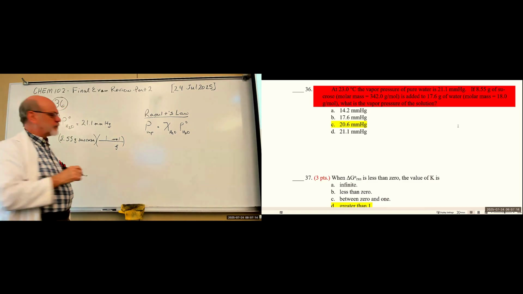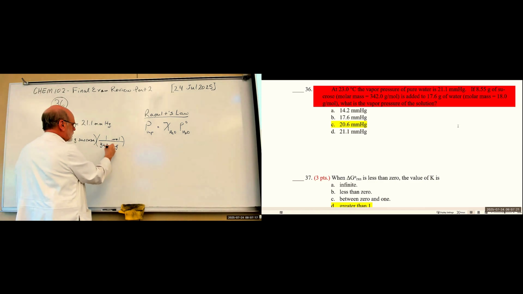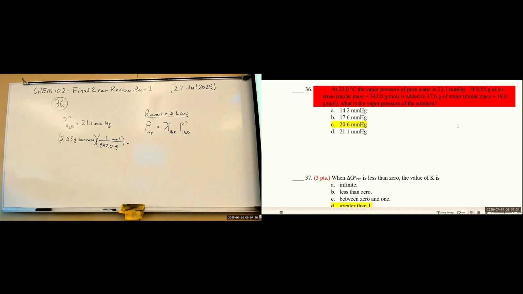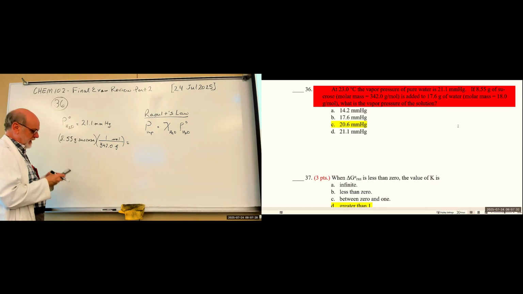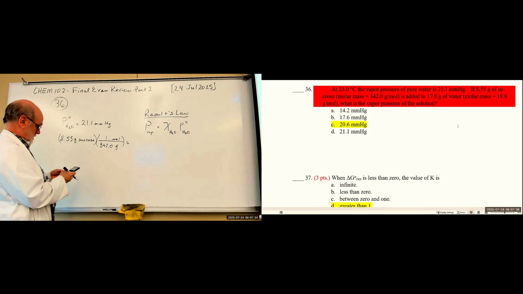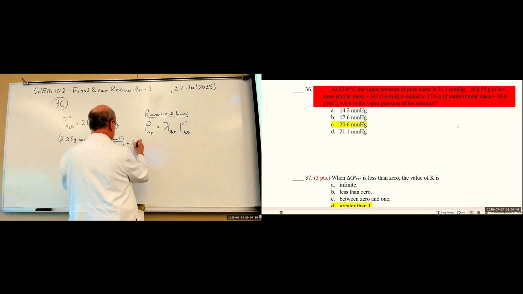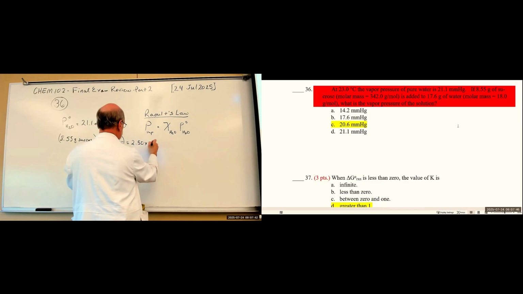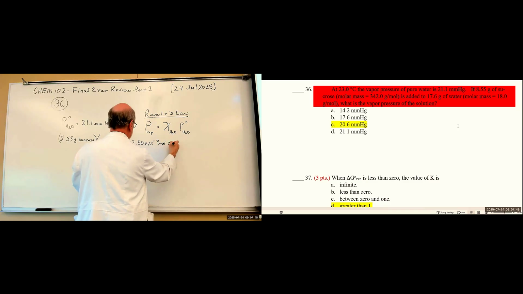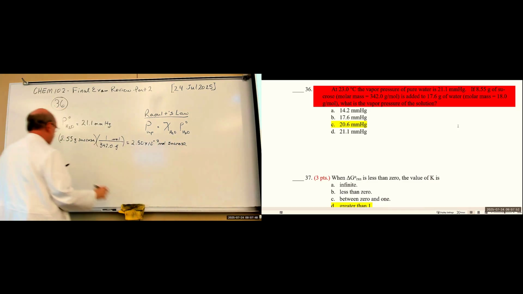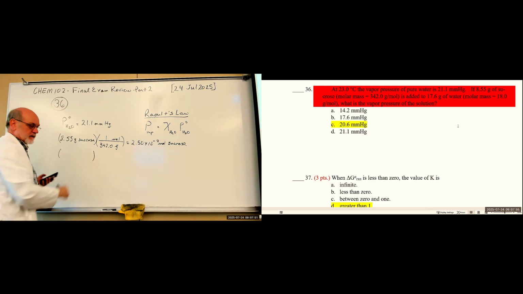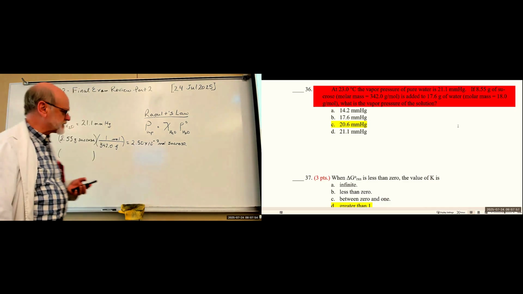So let's see, 342 grams there. And let's go ahead and calculate that one. 8.55 divided by 342. That's 2.50 times 10 to the minus 2 moles of sucrose. Okay, so now we need water. How many grams of water? 17.6 grams of water.